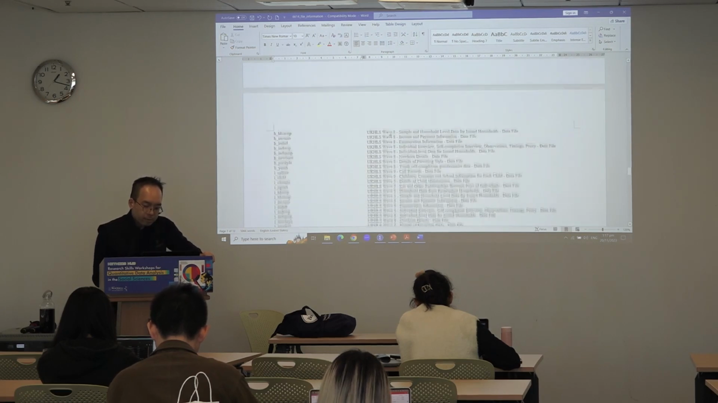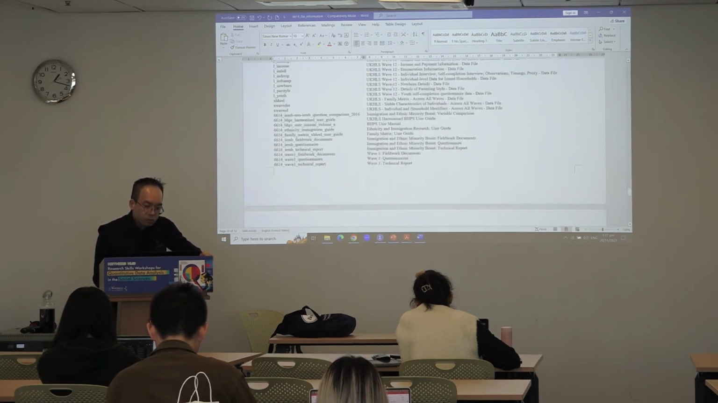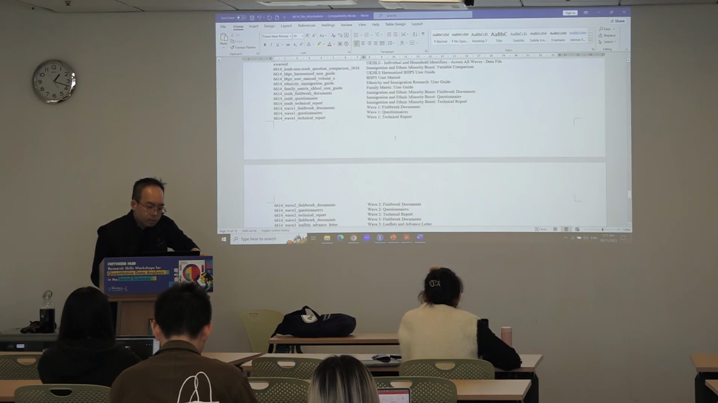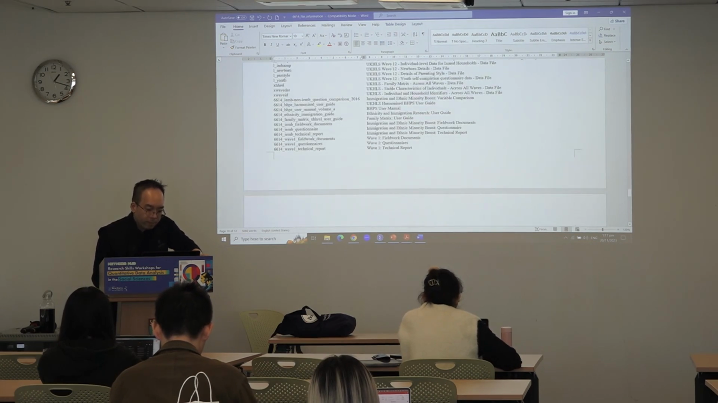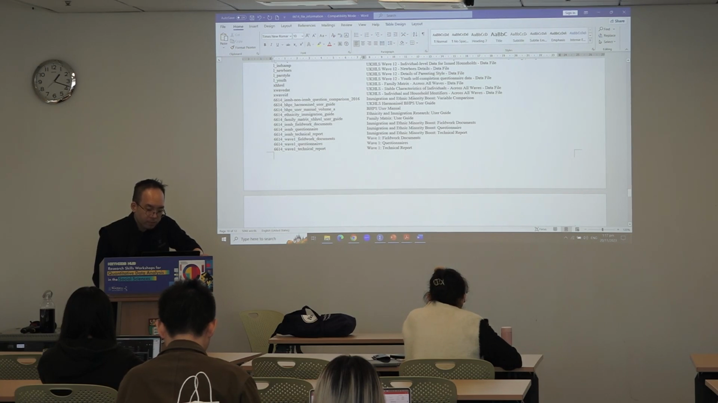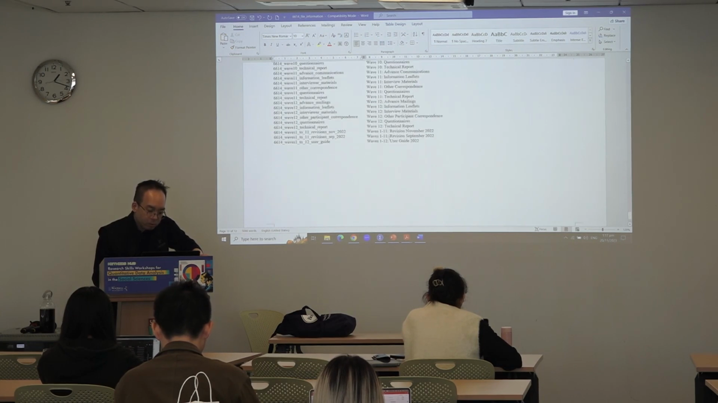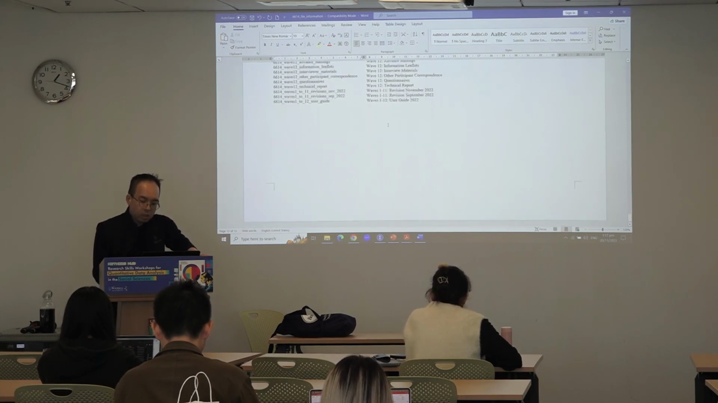6, 7, all the way to 12 waves, okay? 12 waves. So that's the second questionnaire that we talked about. The third questionnaire is looking at another survey, which has the variable immigration and ethnic minority boost variable comparison. That has, again, fewer variables, but also 12 waves.